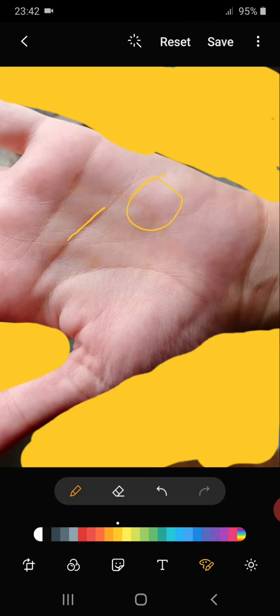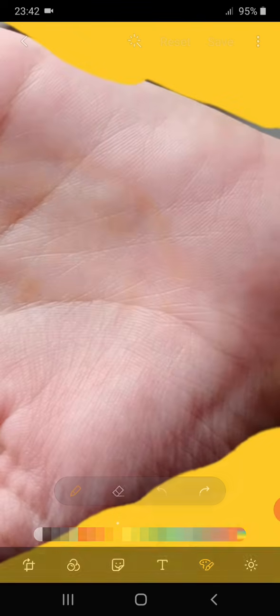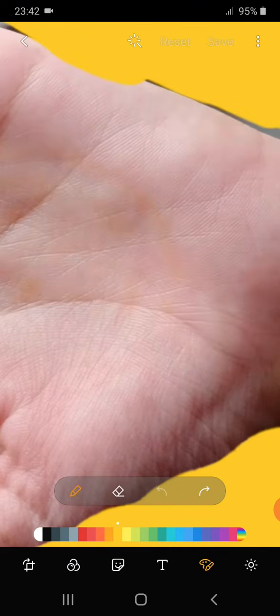With these, I can make the palm chart. Also, I want your attention on this particular fate line. Look at this fate line.